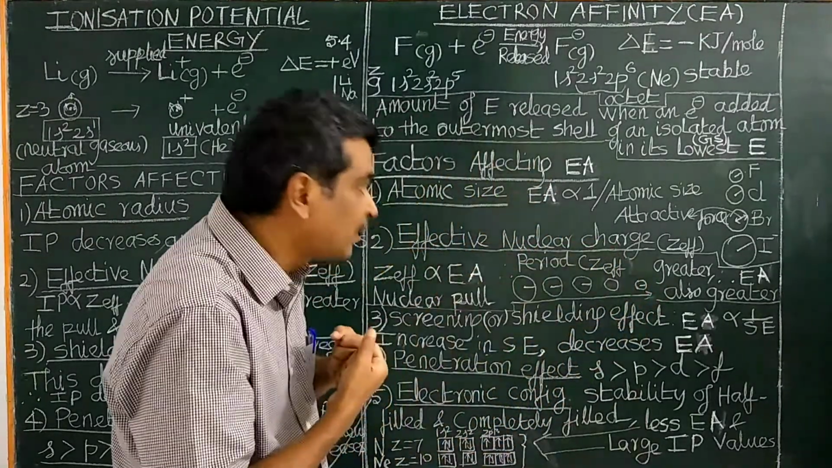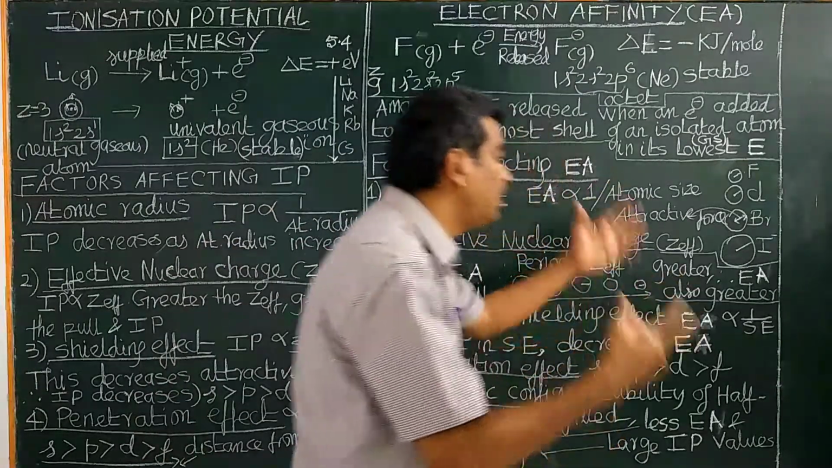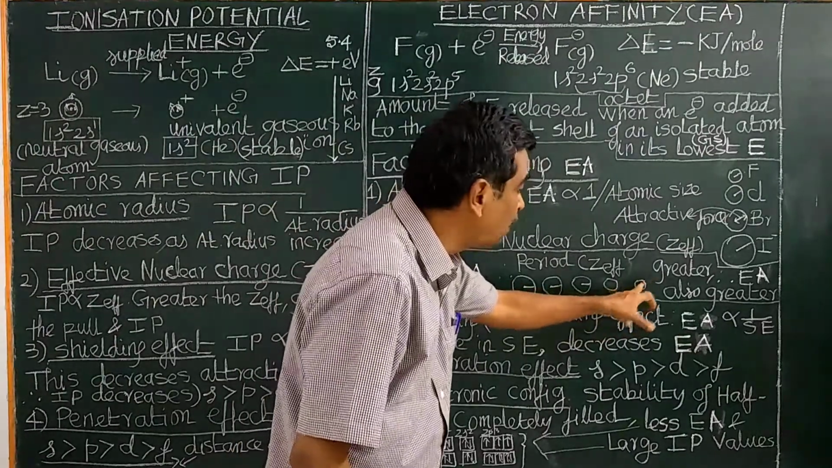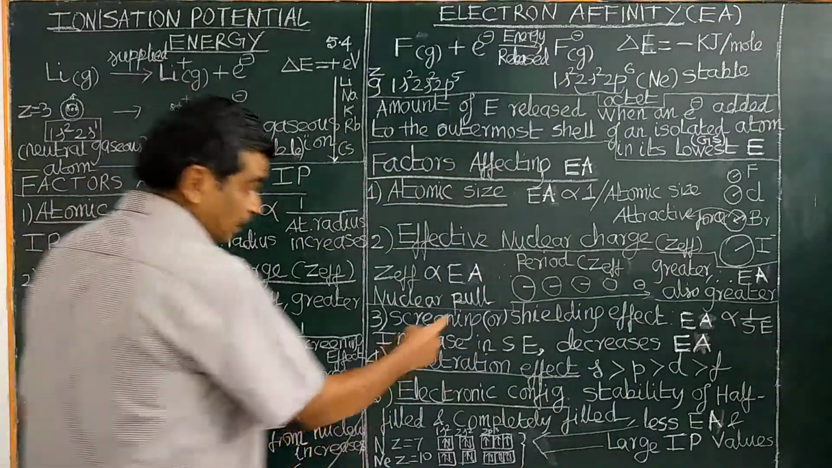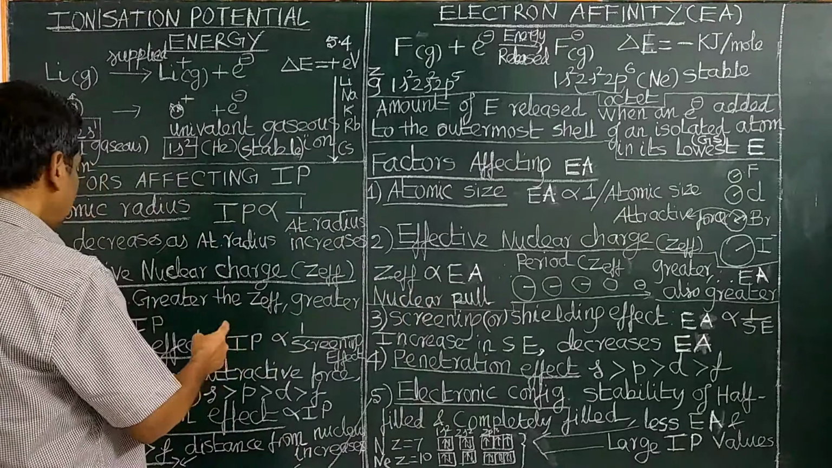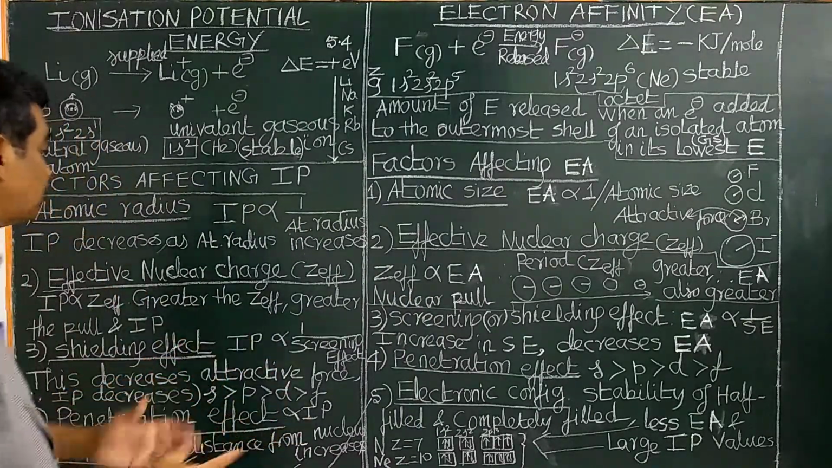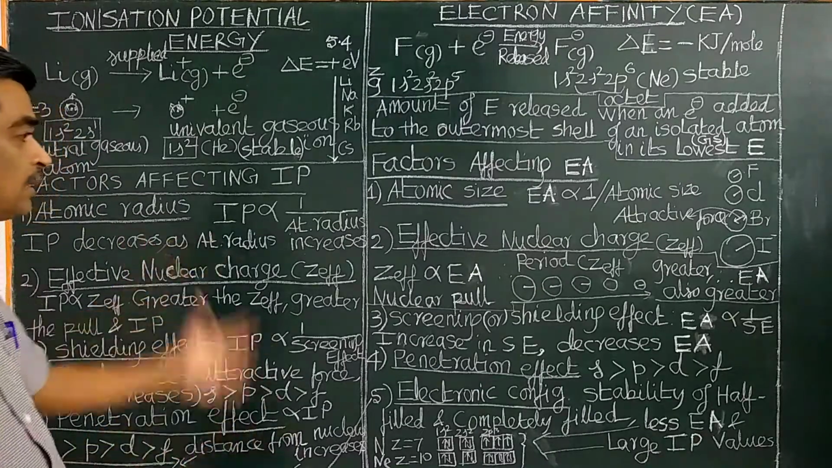Therefore, there will be greater attraction, so electron affinity is high. And here, the electron cannot be removed. As nuclear pull is greater because of effective nuclear charge, the ionization potential is greater.